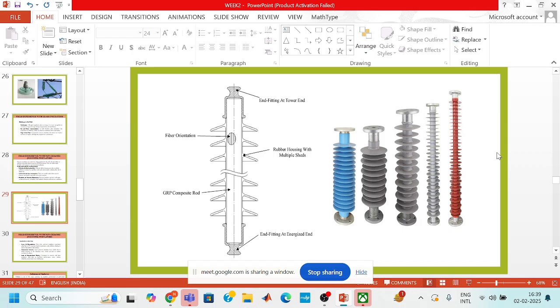But here you can see the cross section of the polymer insulator. There are two end fittings, the energized pin end and the tower end. This shows the fiber orientation, the rubber housing, and the GRP composite rod in between them. These are different diagrams of polymer insulators in different shapes.